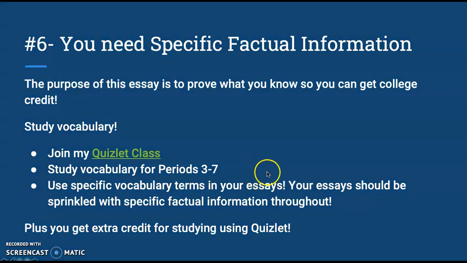All right, so you need to have specific factual information. For my students, make sure that you have joined my Quizlet class. I've got Quizlet lists for periods 3 through 7. You should be studying that so that you can use specific vocabulary terms. Think about all the times you're capitalizing in your essay to use specific people or places or laws or things. If you don't have a lot of capitalizations, then you're not bringing in a lot of specific information. And my students get extra credit for using Quizlet.